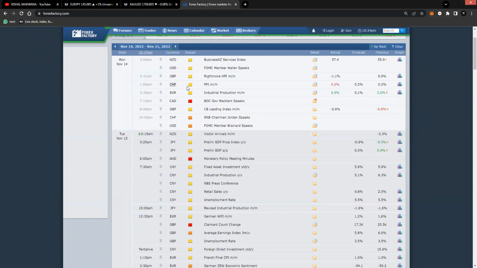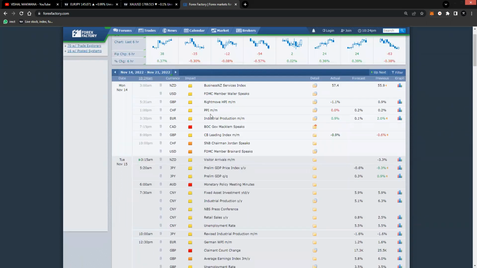So now when you have a yellow folder on a particular currency, that means there is news, but it won't be affecting that market so much, right? The impact on the market is not greater, right? It's normal. Then we have the orange folder. Orange folder, that means the impact on the market on that particular currency because of that news or economic event is a little bit higher.